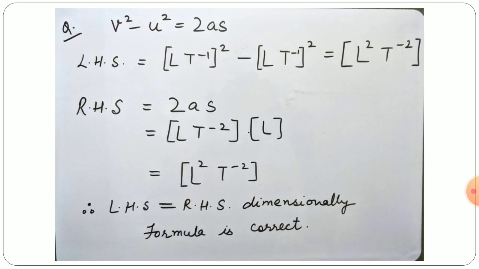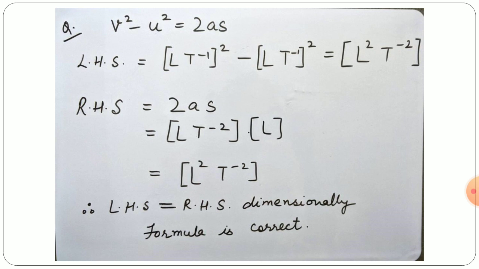Now let us solve one problem. We know the equation of uniformly accelerated motion: v square minus u square is equal to 2as. Now let us see what the dimensions are on the left hand side and the right hand side. On the left hand side we have velocity square, that is v square. Again we have minus u square. So according to the principle of homogeneity, only the same dimensions can be added or subtracted.